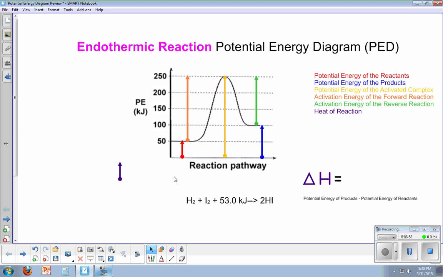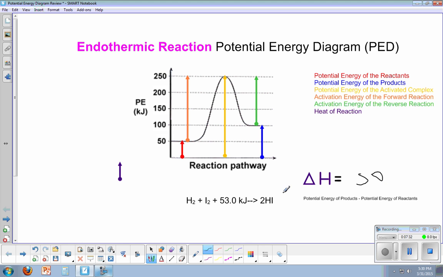The last thing that we have to know is heat of reaction, which we know is represented by delta H. Delta means a change in. So this delta H is telling us the change in, or the difference between the potential energy of my products, which we said would be here, and the potential energy of my reactants, which in this case would be here. So if we subtract 100 minus 50, we get 50 kilojoules. Okay, that's a pretty poor 50, but you get the point.